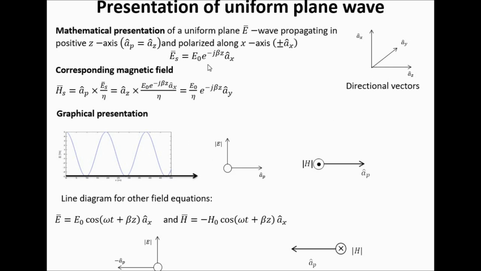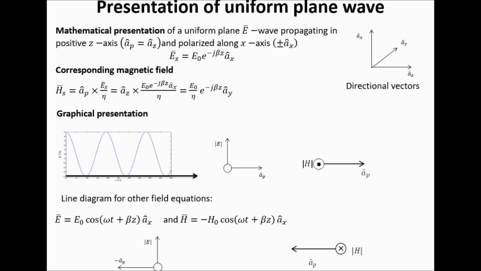Now if we want to represent this E field equation with a line diagram, we can do that by showing the propagation direction in the z axis and the E field variation in the x axis, and the corresponding magnetic field that is propagating in the z direction and varies in the y axis. For the y axis we use a dot, meaning that it is pointing outward from the screen. Now the line diagram for the other equation, let's say we have an equation like this.